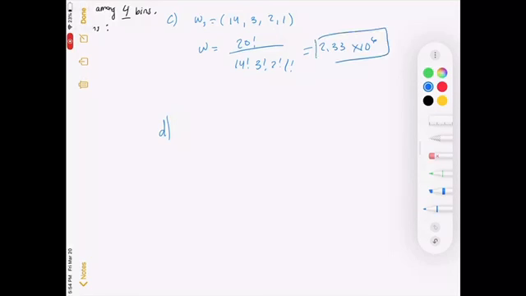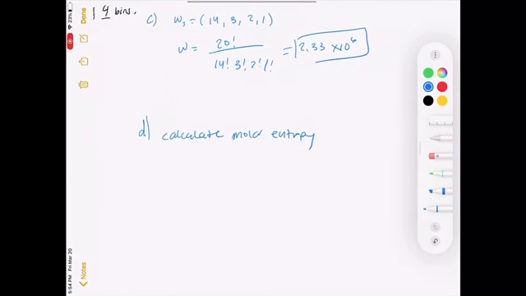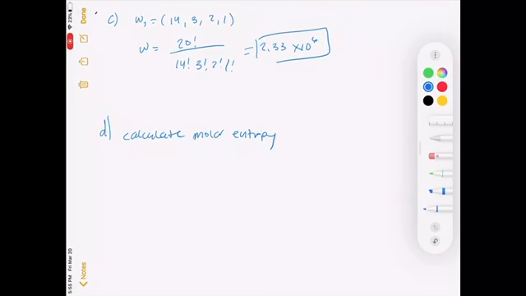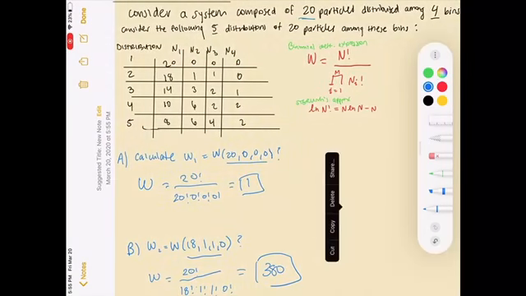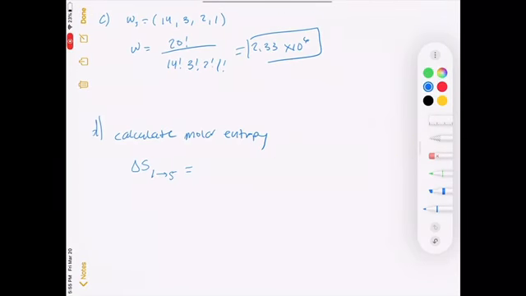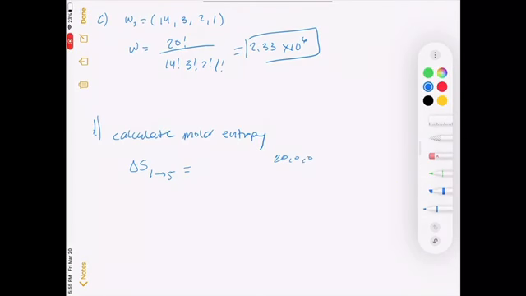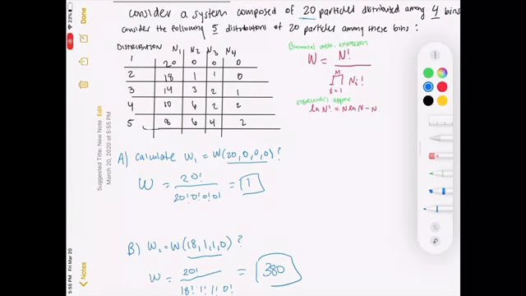For this question, the next one, it's very interesting because you have to calculate the molar entropy involved in going from distribution 1 to 5. So you're trying to solve for the change in entropy from going from 1 to 5. So to do that, you're going to look at distribution 1, which is 20, 0, 0, and 0. And then for the second one, that is the fifth, 8, 6, 4, 2.